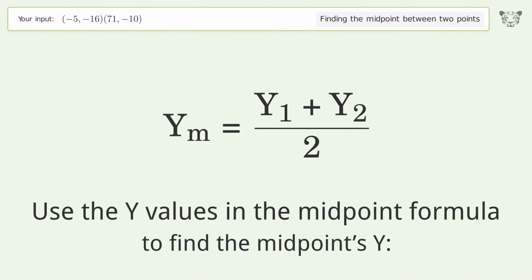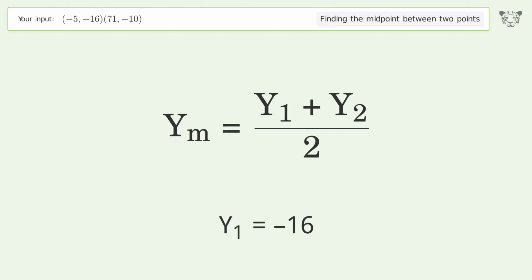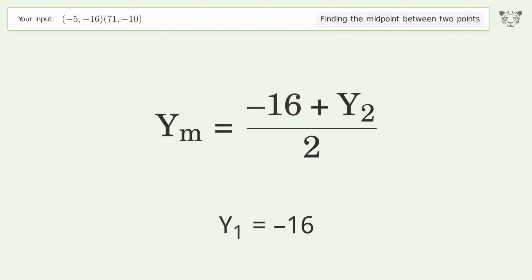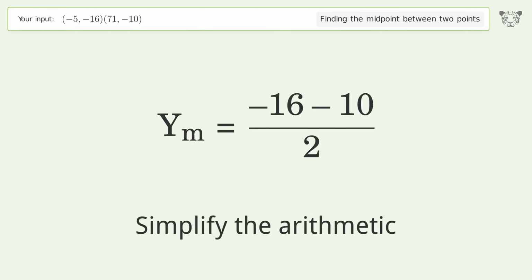Use the y values in the midpoint formula to find the midpoint's y. y1 equals -16, y2 equals -10. Simplify the arithmetic.